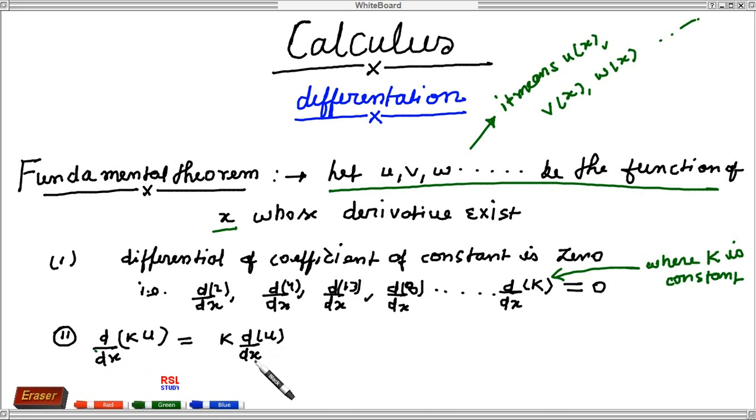Note, in such kinds of differentiation, here is a constant and here is a variable term in terms of x. It means u is in terms of x. u is a function which is in terms of x, and k is a constant, just like 2, 3, 4, 5, 6, 7, 12, 13, and so on. So take it out, and now the differentiation will be like this. This is a rule.